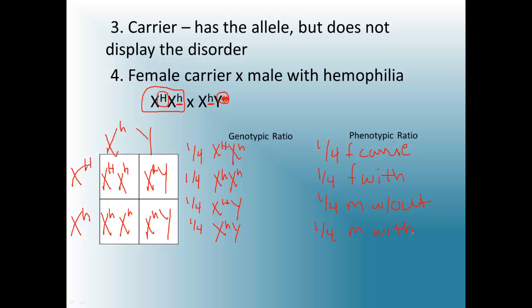Okay, now I could phrase this question very differently. I could have Mary who's a carrier and Joe who has hemophilia, what's their percent chance of having a child without hemophilia? So if I'm just asking about a child, what's their percent chance of a child without hemophilia? 50%, because I don't care if it's a male or a female. Okay, so that's where you have to be a little bit careful with how you answer those questions.